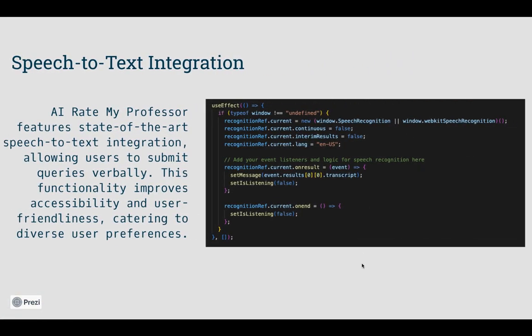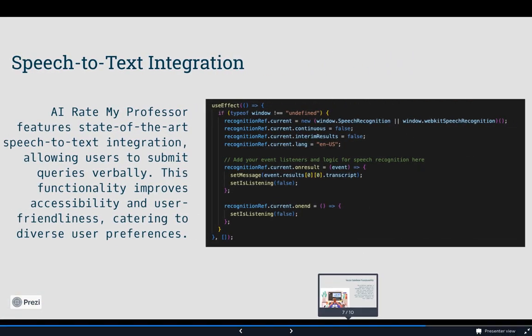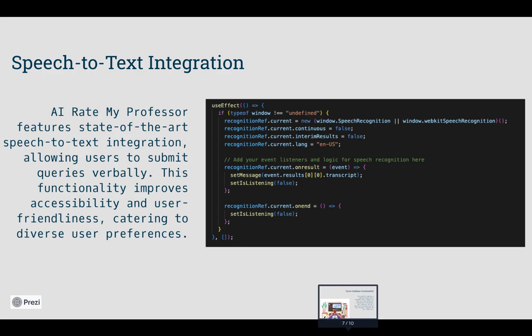Speech to text. So we used the built-in API that is within the window. So SpeechRecognition, that's the API that is provided on most other browsers. WebKit speech recognition is the API that is used for Safari. So we set continuous to false. So that basically means that the speech recognition will stop automatically when user pauses. And then the interim results, we set it to false because we just want the full result to be returned and not just like chunks of it.